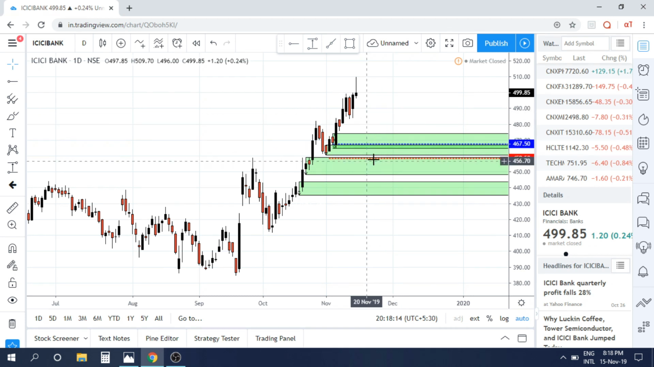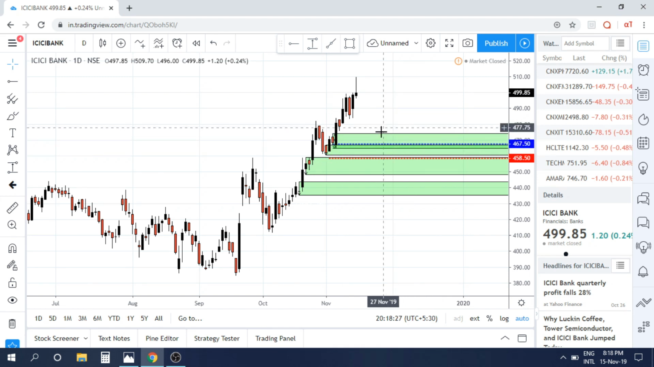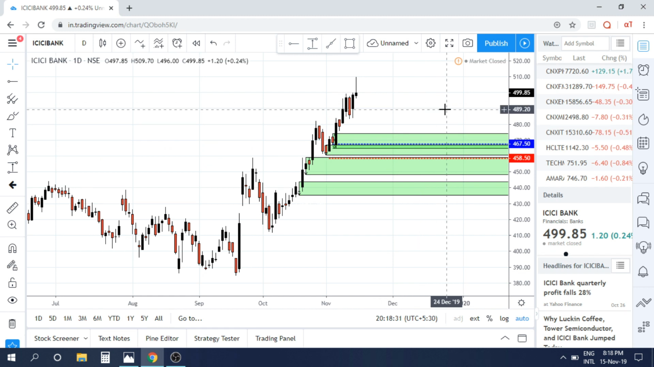But again, a small demerit here is that often prices would come to the proximity or just touch the first zone and it would move away, right? So chances of missing out on such trades is pretty high.